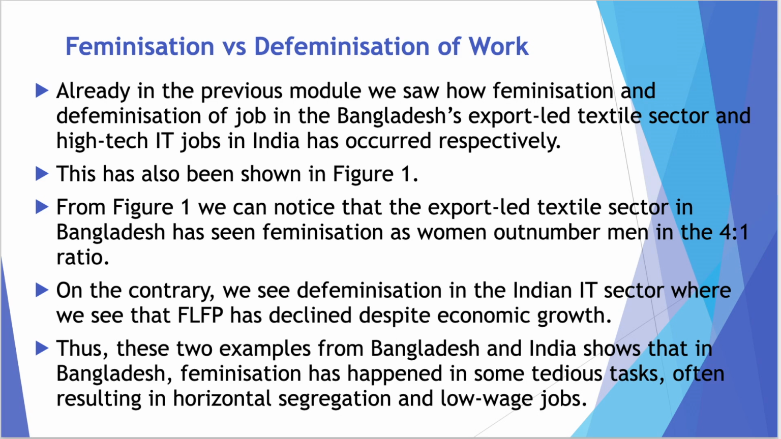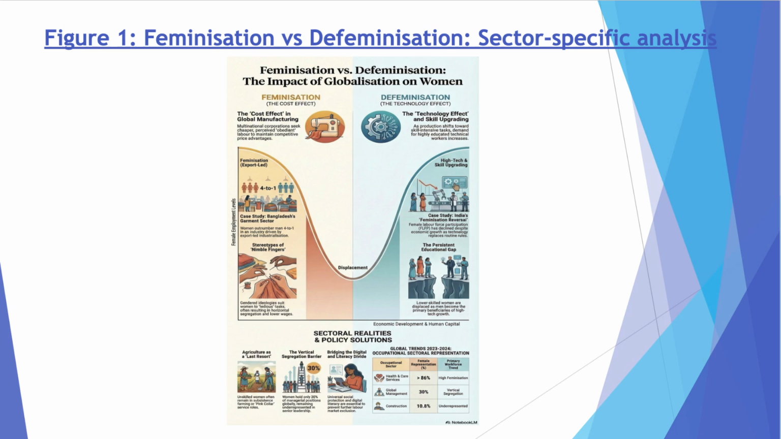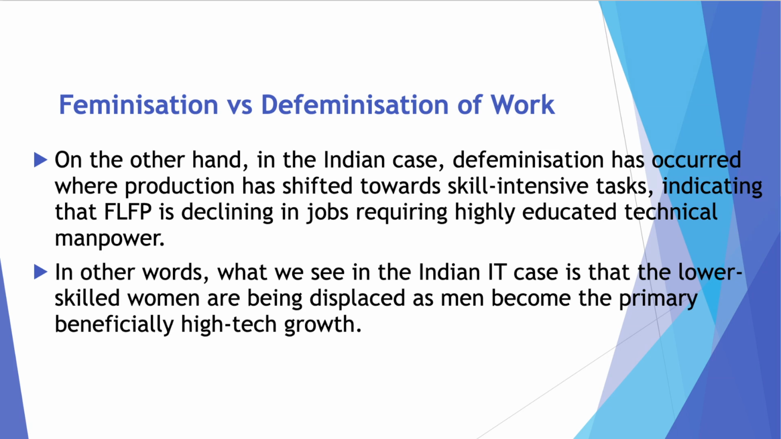Now, these two examples for Bangladesh and India show that in Bangladesh, feminization has happened in some tedious tasks, often resulting in horizontal segregation and low-wage jobs. On the other hand, in the Indian case, defeminization has occurred where production has shifted towards skill-intensive tasks, indicating that female labor force participation is declining in jobs requiring highly educated technical manpower. So, in other words, what we see in the Indian IT case is that lower-skilled women are being displaced as men become the primary beneficiary of high-tech job growth.